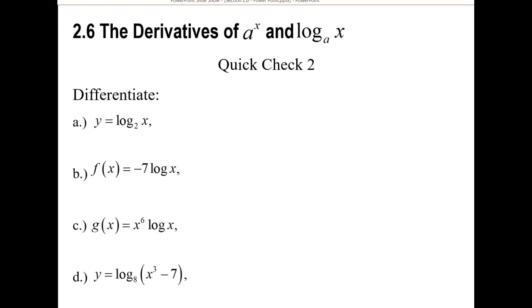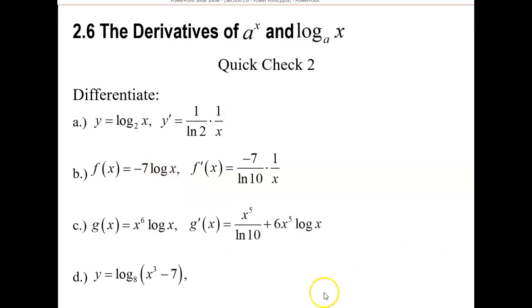All right, so log base 2 of x. Just the basic formula, 1 over natural log 2 times 1 over x. Negative 7 log of x. Remember, this is base 10, and this negative 7 is just a constant multiple, so you just leave the negative 7 in the front, 1 over natural log 10 times 1 over x. You only need the product rule when both functions you're multiplying involve x. If one's a constant and the other one involves x, you just leave the constant and multiply that negative 7 by the derivative.